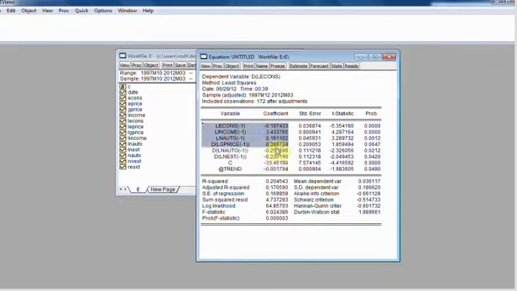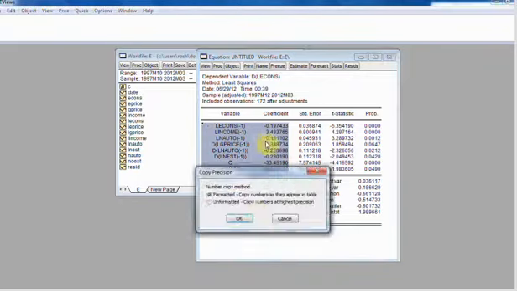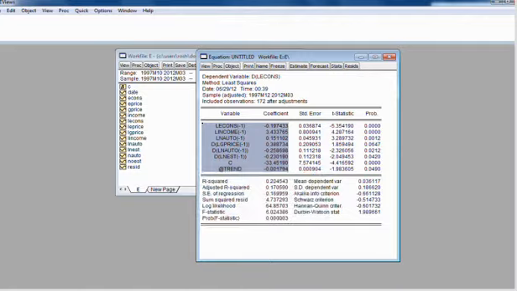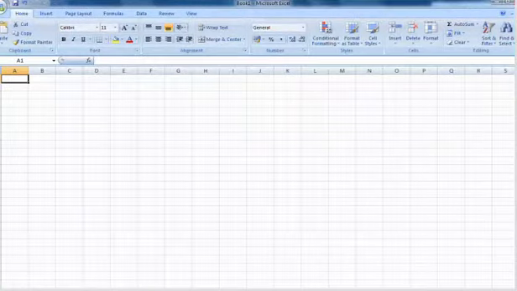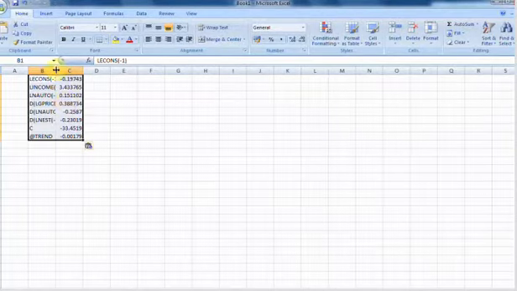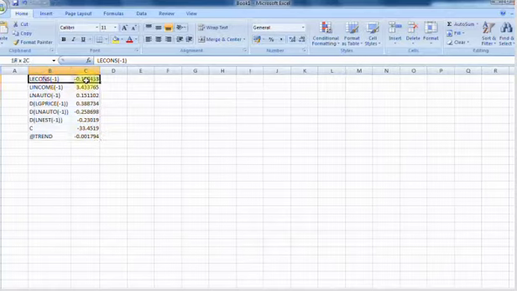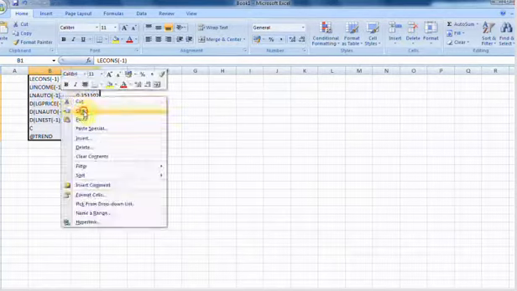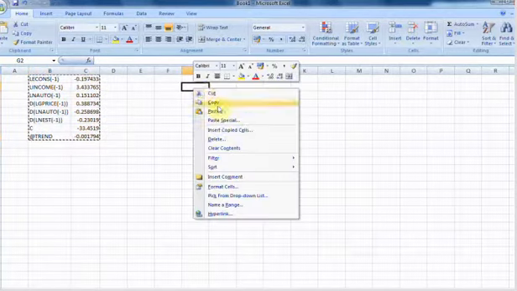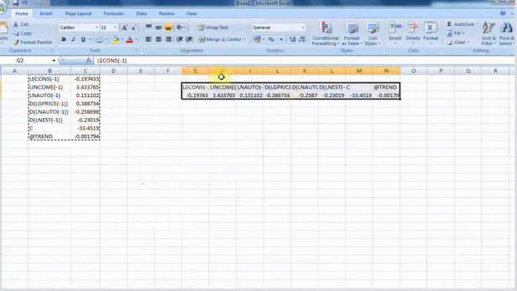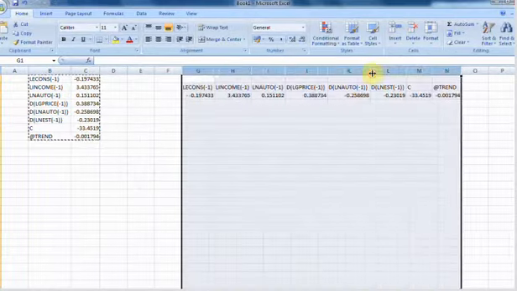So I will copy them, okay, and I will open an Excel workbook, and here we go. Now I'll paste them here, paste. Okay, these are what they are. So now what I will do, I will copy them again, I will basically transpose it. I make it look like an equation.